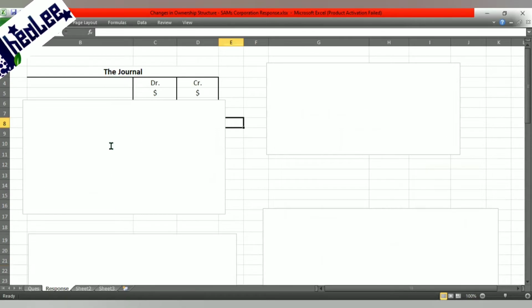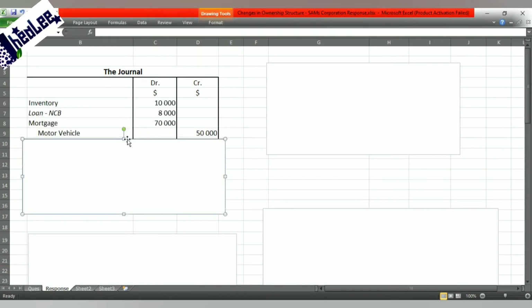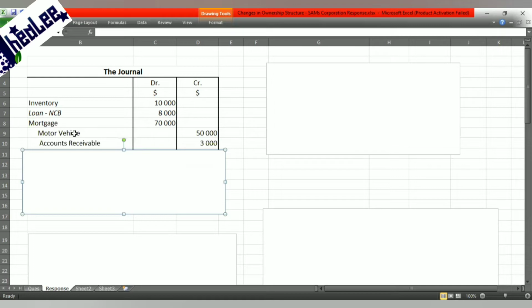Now, here we are with the general journal. Remember, we have looked at the items that have changed, and there are 3 items to be debited. So the items to be debited are inventory, the loan, the mortgage, and you put the amount, which was the difference between the book value and the fair value. The 2 items to be credited are motor vehicle and accounts receivable.